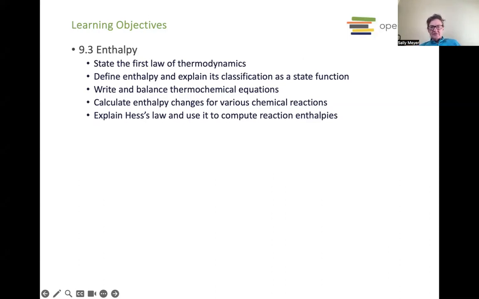So we're going to talk about the first law of thermodynamics. We're going to define enthalpy, explain its classifications as a state function. We're going to write balanced thermochemical equations. We're going to calculate enthalpy changes for various reactions. And then we're going to talk about Hess's law and how we can use that to relate enthalpy changes for different reactions.